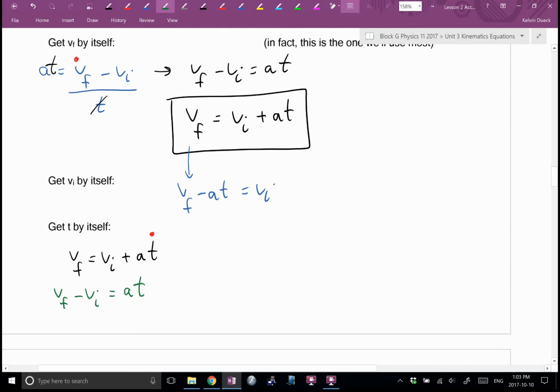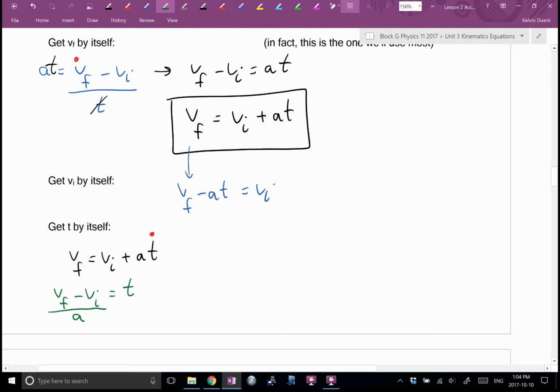What letter am I trying to get by itself? What's the A doing to the T? How will I move the A over? What's the opposite of multiplying? Yep. This is what you're going to write down. You're going to say the T would drop down and the A would end up like that. There is another equation: T equals VF minus VI all over A.